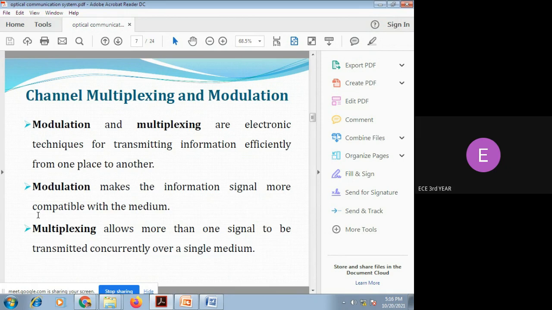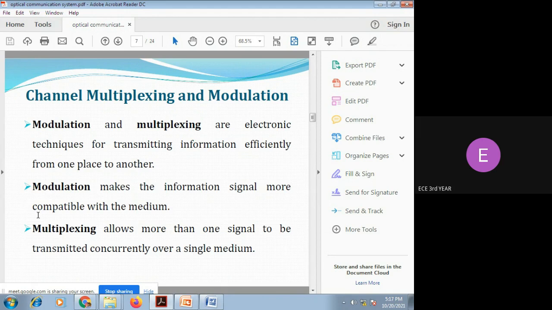Next is the main module of the communication system: channel multiplexing and modulation. Multiplexing, all of you know that very well, is the process of combining more than one signal in one line. It is called multiplexing. Modulation is simply boosting up the lower signal using a carrier signal. It is called modulation.